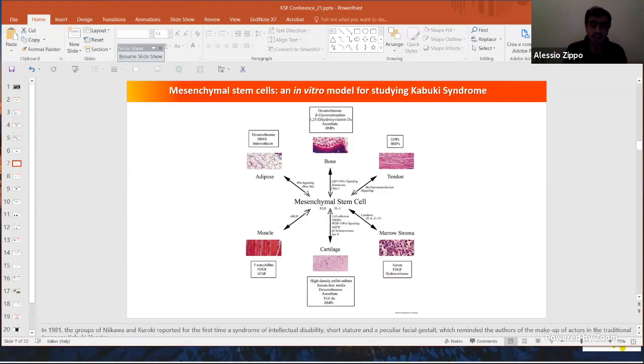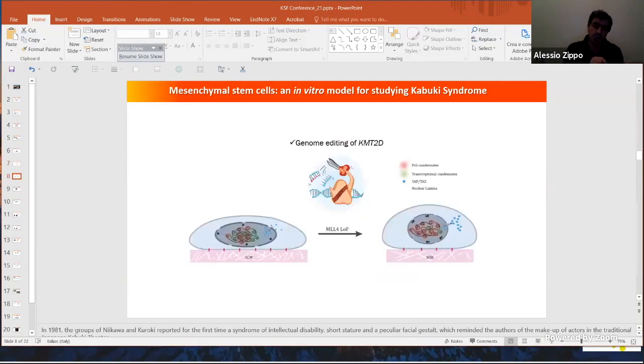And there is then a biological system in which we can try to understand the function of the alteration of these chromatin regulators. And in particular, I'm referring to KMT2B, which is causative of Kabuki syndrome. So let me drive you through what we have done so far.